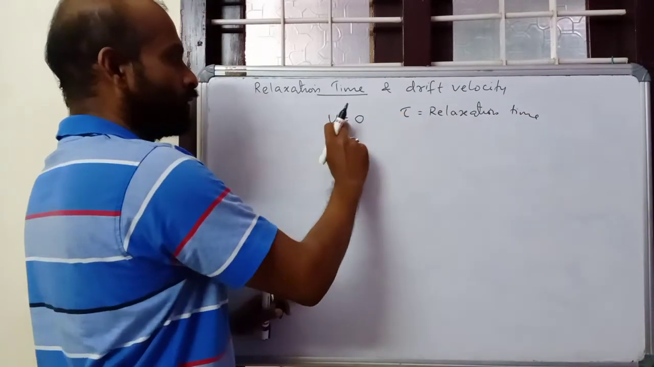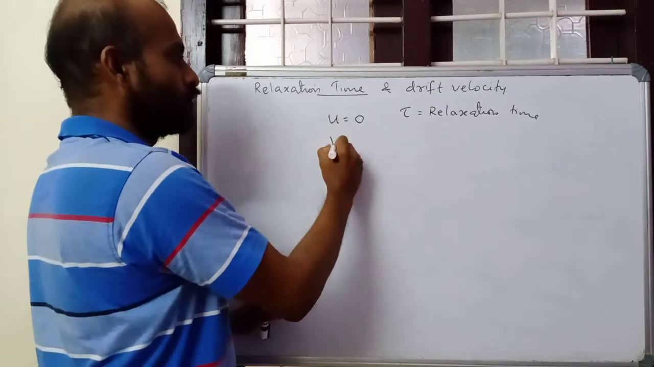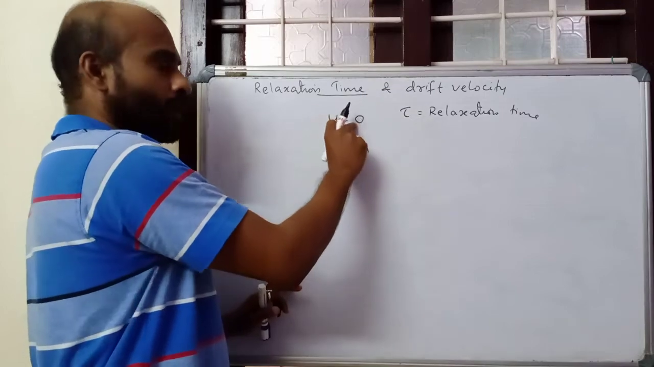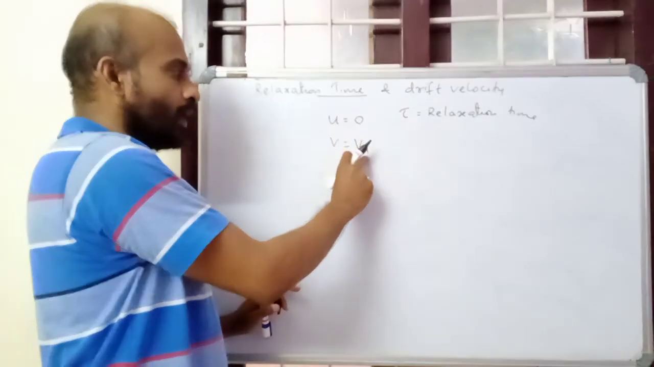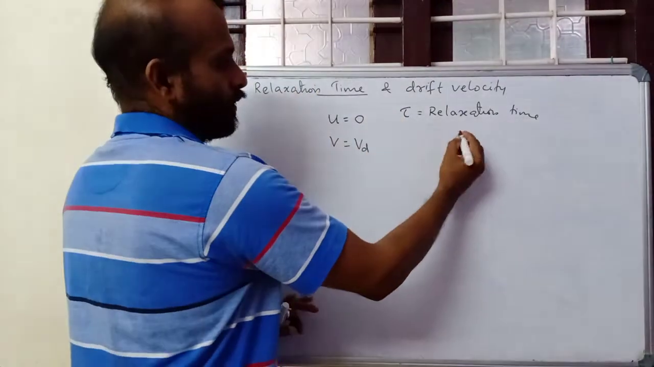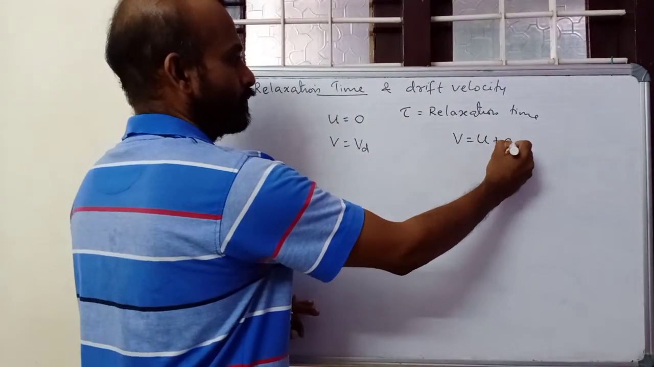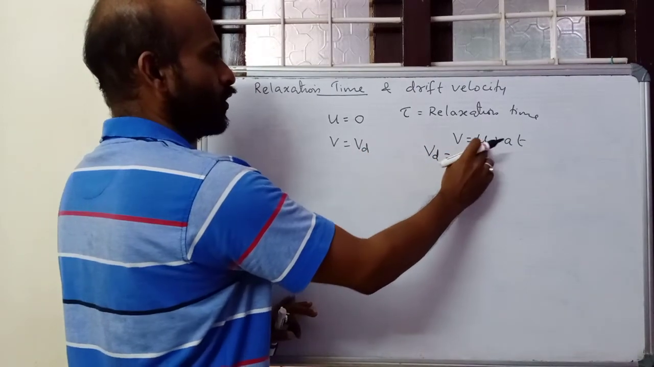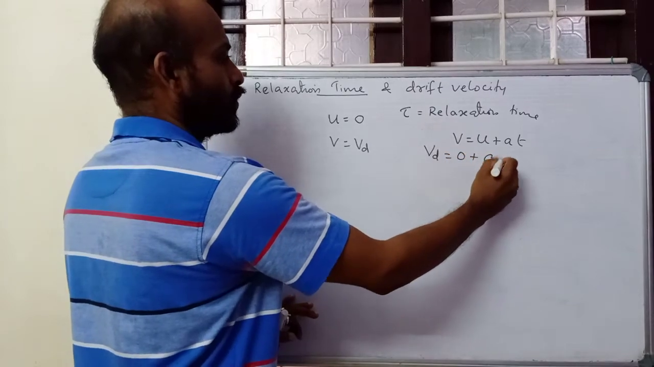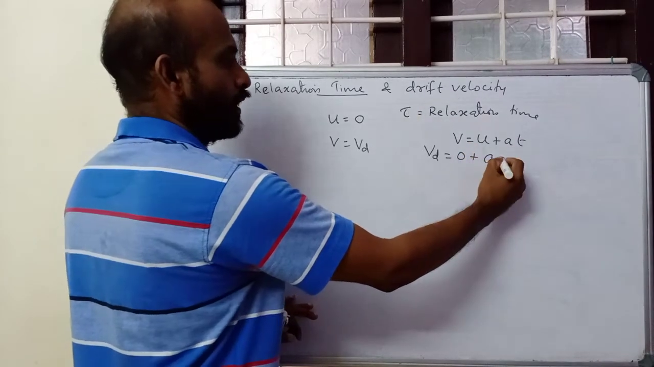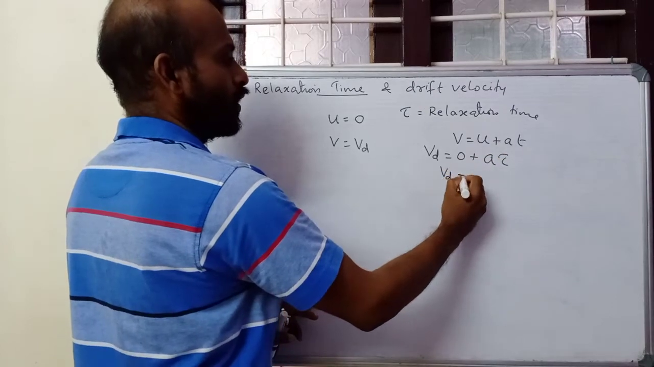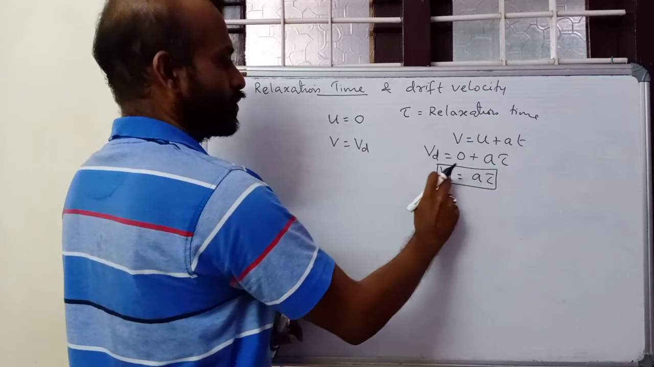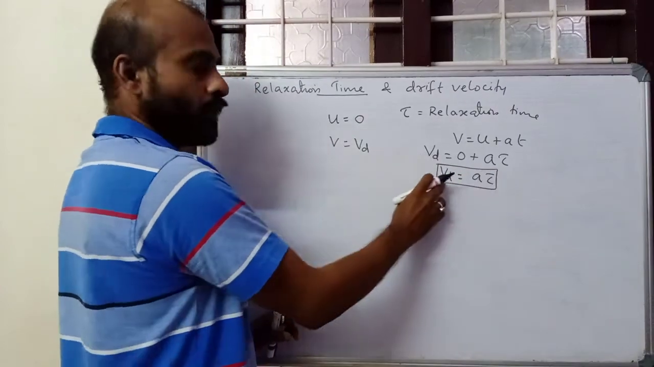An average time tau, the average velocity increases from 0 to a value Vd. So tau is the average time taken for the electrons to gain an average velocity of Vd from the value 0. We can apply the equation of motion V is equal to U plus At. Here V is equal to Vd, the drift velocity, U is 0, plus A into the time, which is the relaxation time tau. So Vd is equal to A into tau. This is the first relation connecting relaxation time and drift velocity.